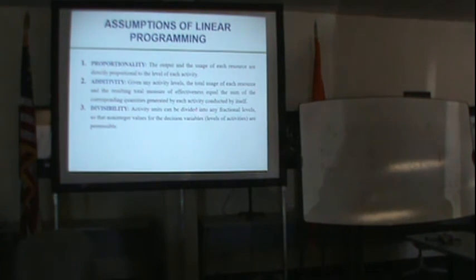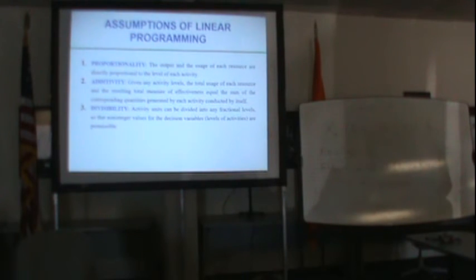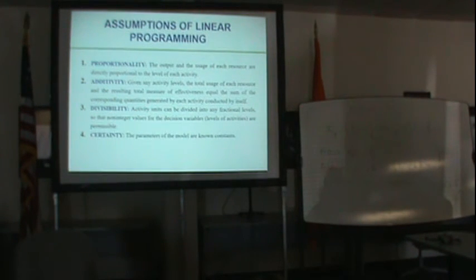So activity units can be divided into fractional levels so that non-integer values for the decision variables, which are the levels of the activities, are permissible. And the fourth assumption is certainty. Certainty means that all the parameters, all the data are fixed values. When it says the input is 3, it's 3, it's not 3.1, it's not 3.05, it's 3. And that has some limitations because in real life, those numbers may vary a little bit here and there.